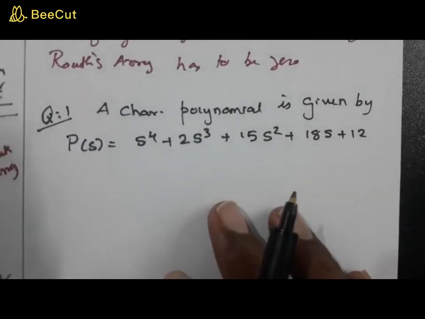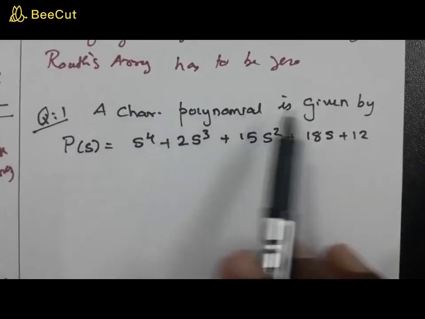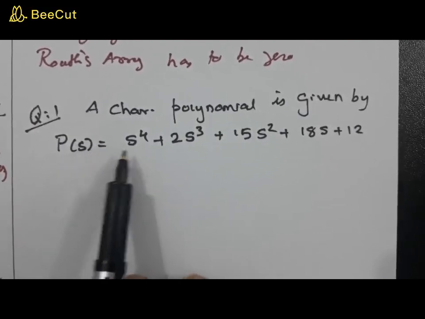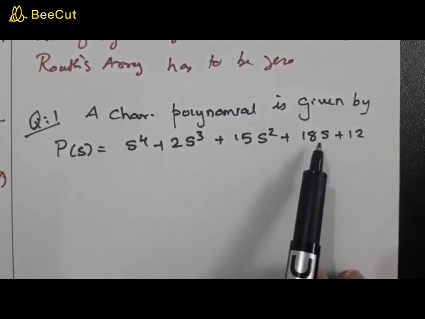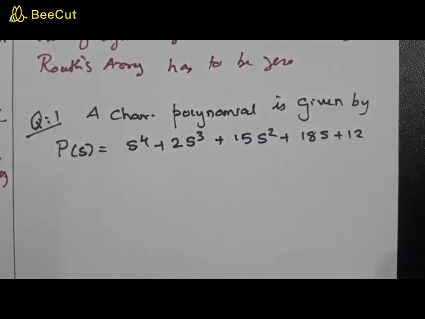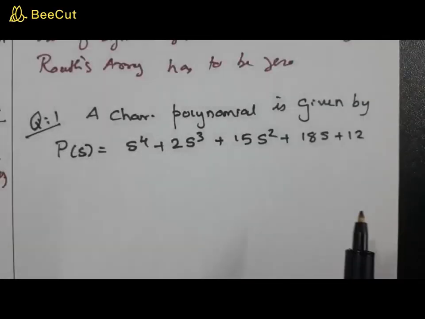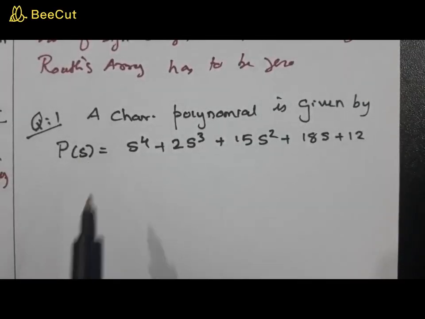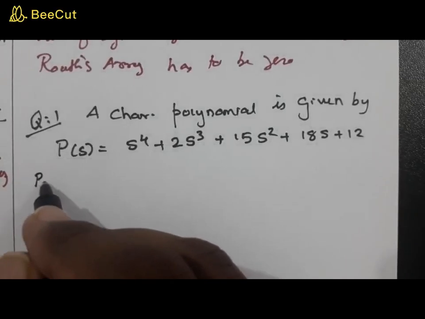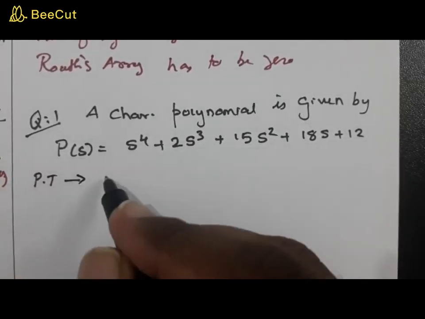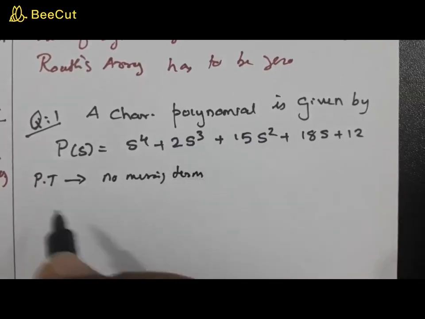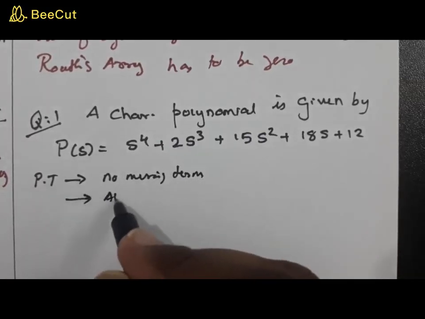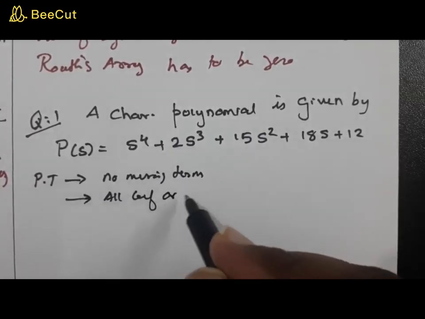Now you have a problem. Question 1. A characteristic polynomial is given by s raised to 4 plus 2s cubed plus 15s squared plus 18s plus 12. So what is the preliminary test? Before going to the RH criterion, you need to have this preliminary test. You can write: no missing terms, and then all coefficients are positive.